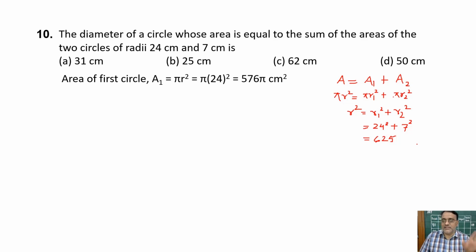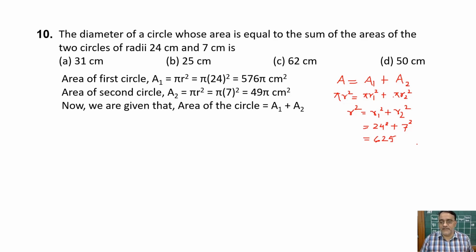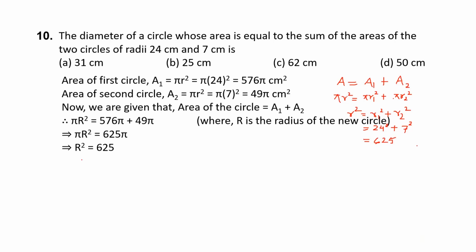अब थोड़ा मैं दूसरे तरीके से बता रहा हूँ. A1 मिल गया 576 pi और A2 मिल गया 49 pi. According to the given condition, area of the circle is equal to A1 plus A2. So pi capital R square is equal to 576 pi plus 49 pi. We'll get 625 pi. So pi cancel. R square is equal to 625. R is equal to 25 centimeter.